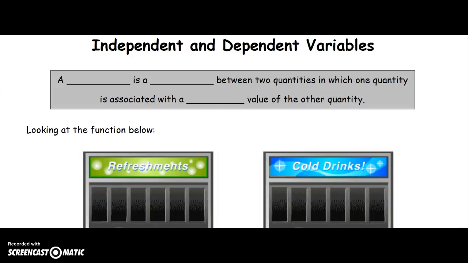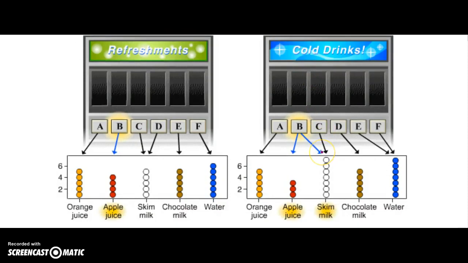Today's lesson is about independent and dependent variables. We have to do one thing and understand functions in order to figure out when you can have an independent or dependent variable. Now, a function is a relationship between two quantities in which one quantity is associated with a unique value of the other quantity. So taking a look at this situation here we have two vending machines.